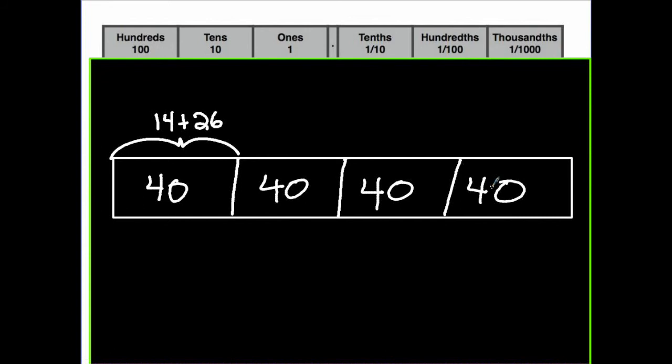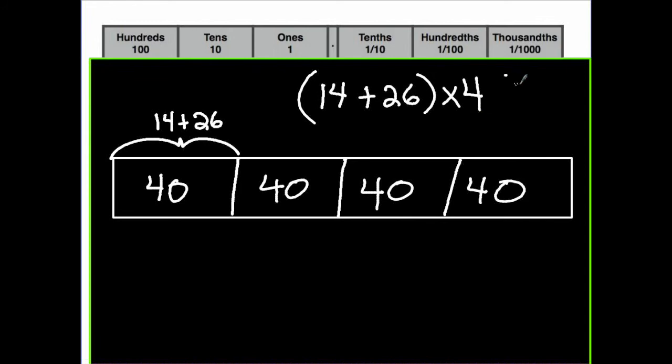Let's try like I don't even have the model up there. What do you think? 14 plus 26 times 4. Numerical expression, guys. 14 plus 26, that's the information they gave us, right? You have to use the numbers that they gave you. So 14 plus 26 times 4.